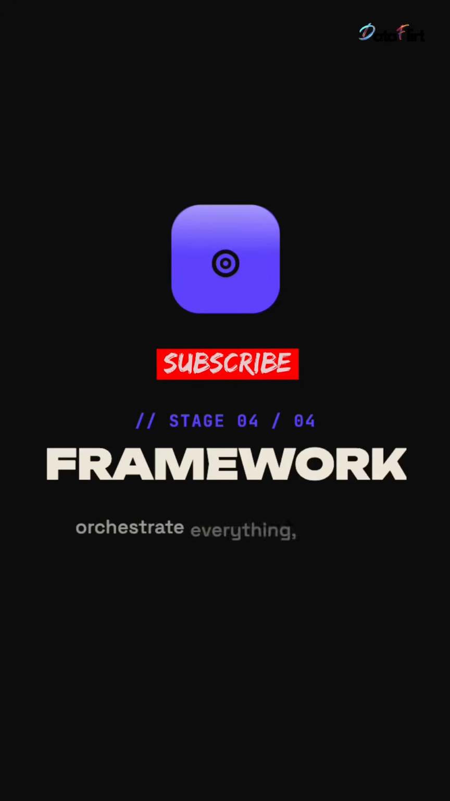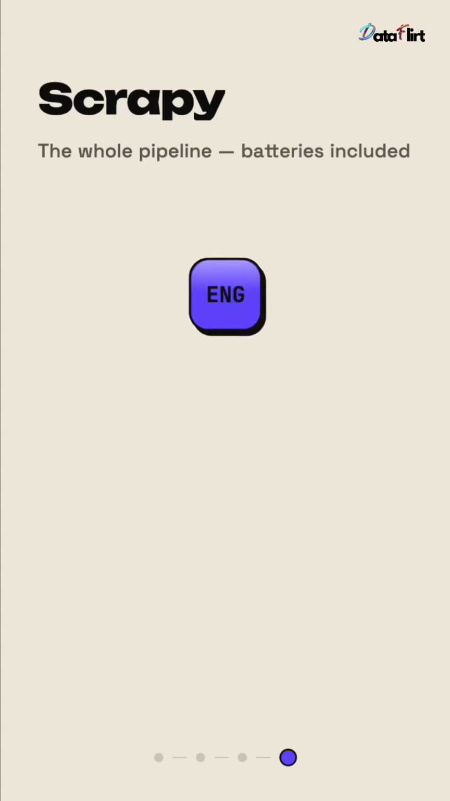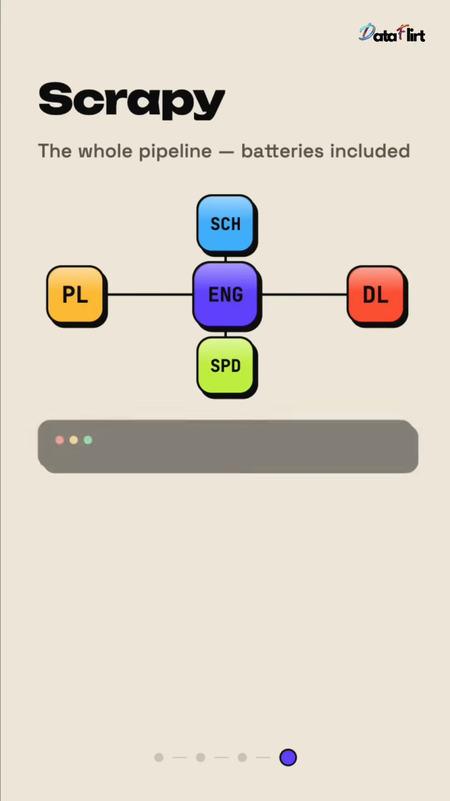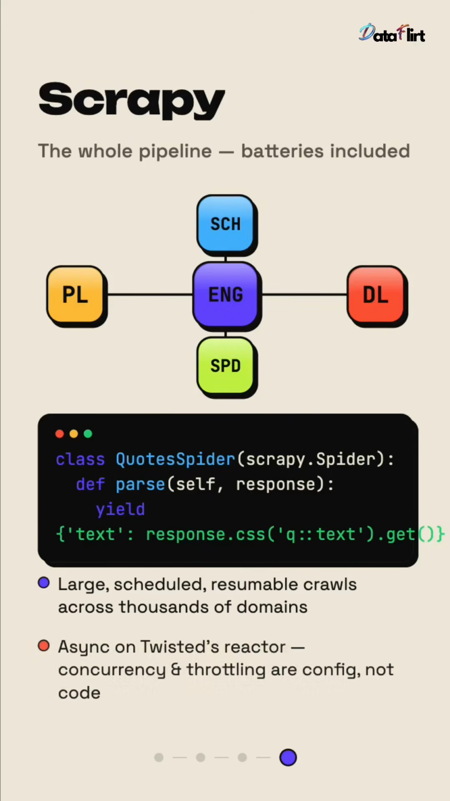The last Python library belongs to the orchestration stage, because at scale you need to orchestrate a lot of things to make your scraper work. Scrapy is the whole pipeline: engine, scheduler, downloader, spiders, pipelines. You can orchestrate everything using Scrapy.